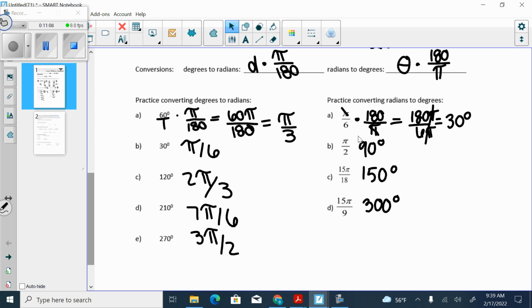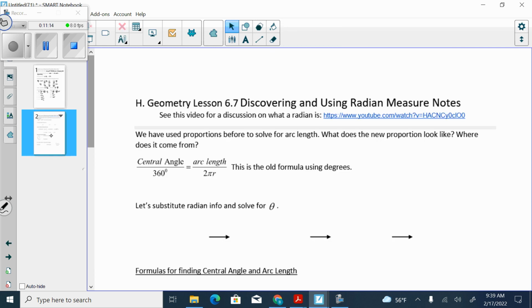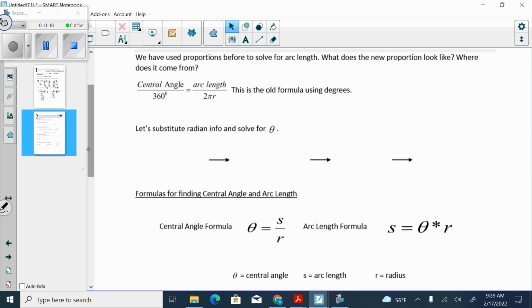All right? Okay, if you will flip it over onto the back, it says that we have used proportions before to solve for arc length, right? We also did it for sector area. We have those still up on the board. And they want to know, where did it come from? What was that ratio or proportion you're setting up?